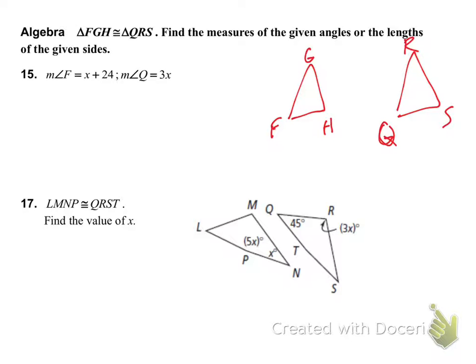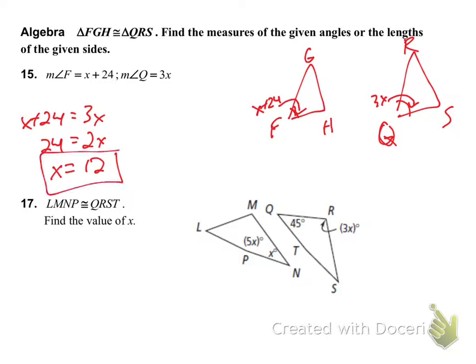So if measure F equals, so that's this measure right here, the angle is equal to x plus 24, and measure Q is equal to 3x, and I'm just putting that in right here. Since those are congruent, we can just set them equal to each other. So x plus 24 is equal to 3x. I'm going to minus 1x on each side. It's going to be 2x. So then x is going to equal 12.